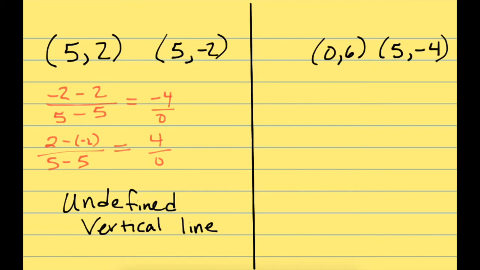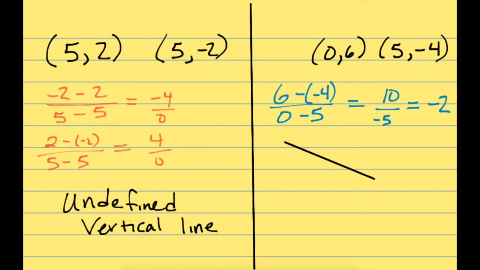On the right, let's start with the point on the left. Do 6 minus -4 over 0 minus 5. On top we have +10. On bottom we have -5, which gives us a slope of -2. So this is a -2 slope, so this line slants down. It falls or drops from left to right.